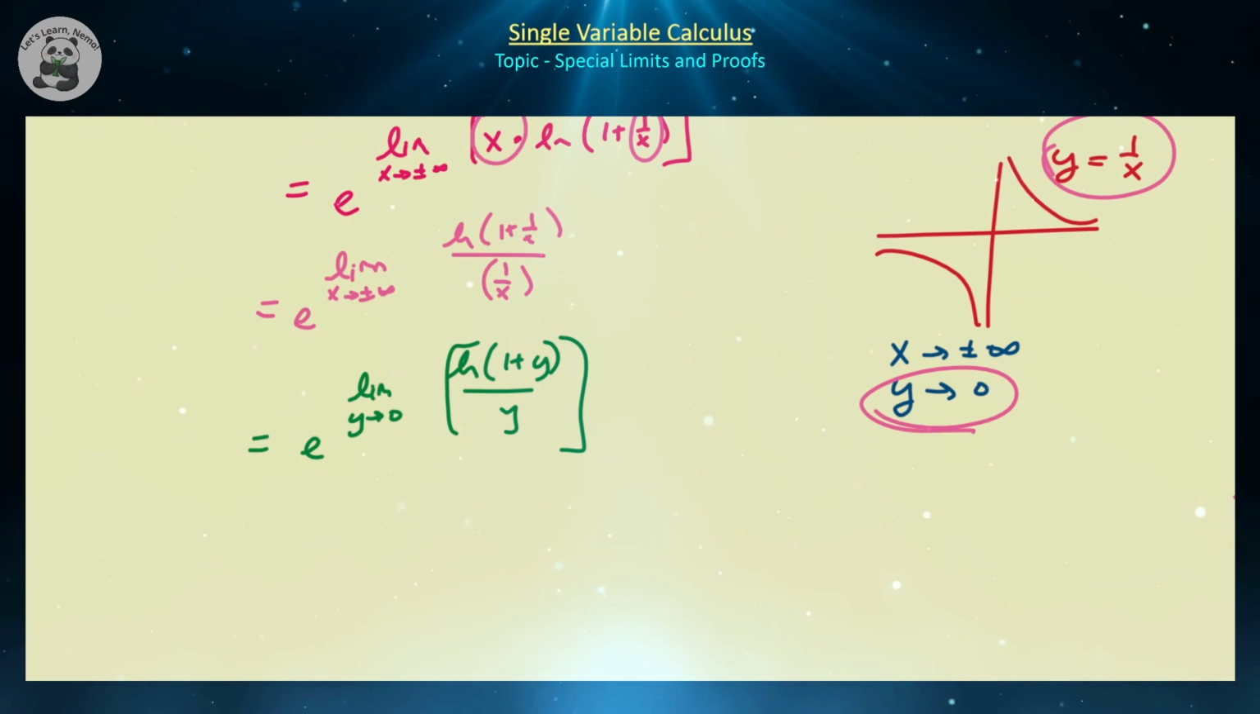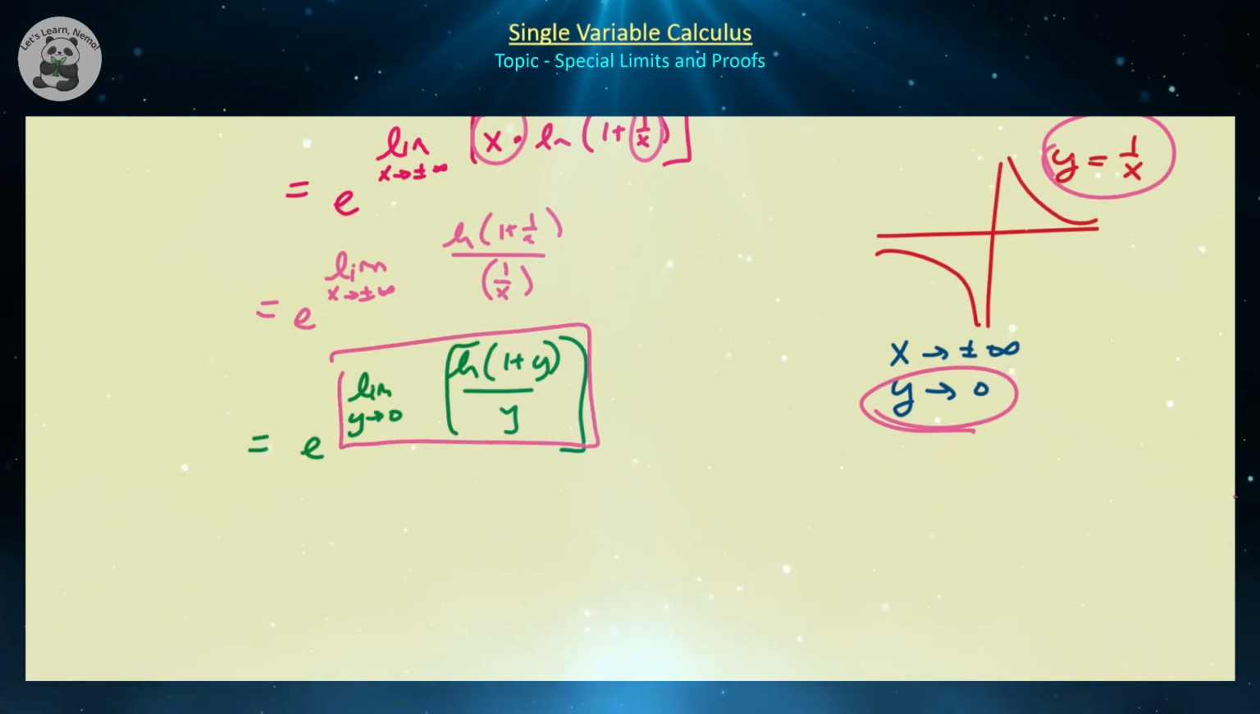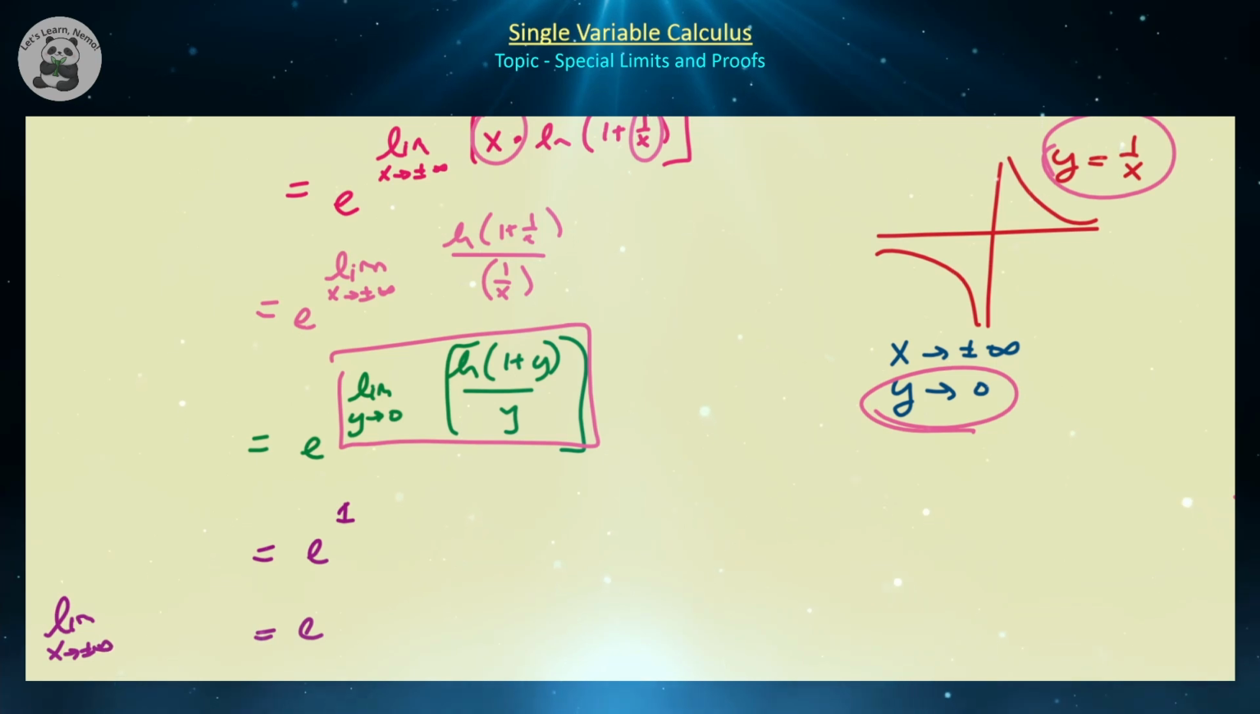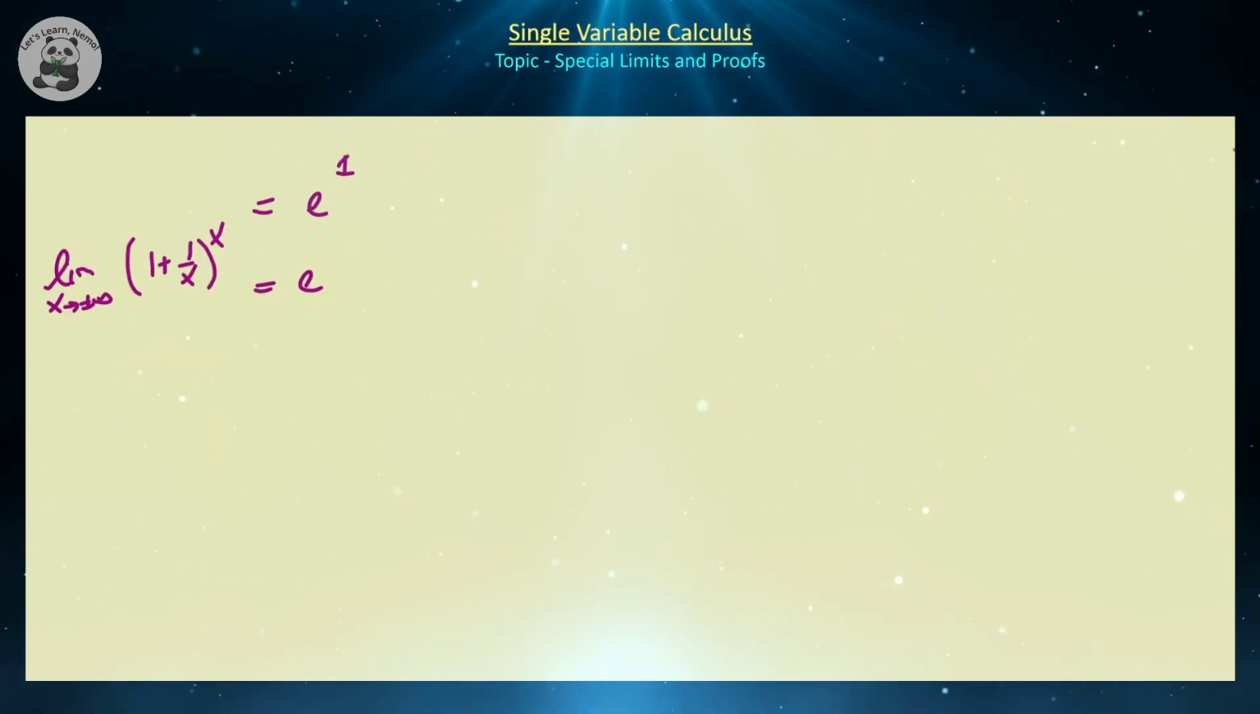As already discussed, this is one of the special limits that we just proved. We already know that that limit is equal to 1, so this is just equal to e to the power of 1, which is equal to e, which is the limit value that we set out to prove. So the limit as x approaches plus or minus infinity of 1 plus 1 over x to the x is just equal to e.